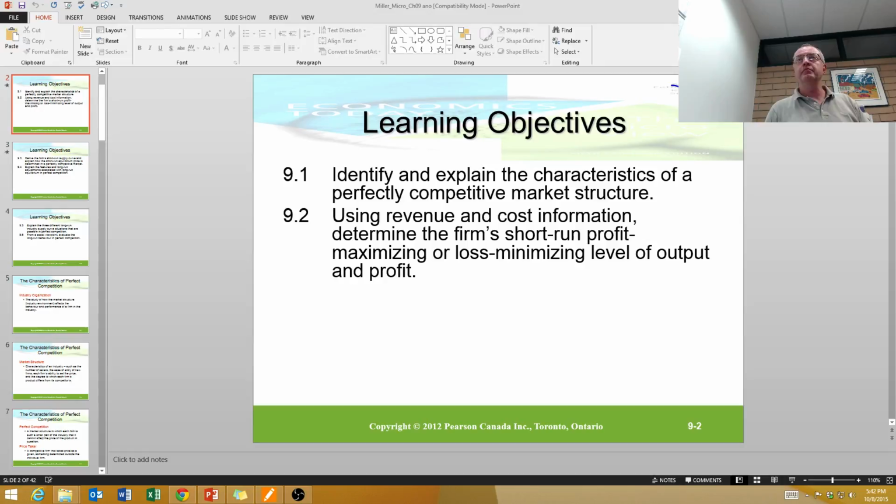Hello, everybody. So off we go to chapter 9. So what are we looking at in chapter 9? First section deals with the features of a perfectly competitive industry. And the second part looks at the optimal output quantity for an individual firm in the perfectly competitive industry.